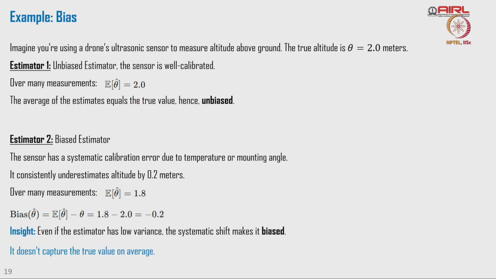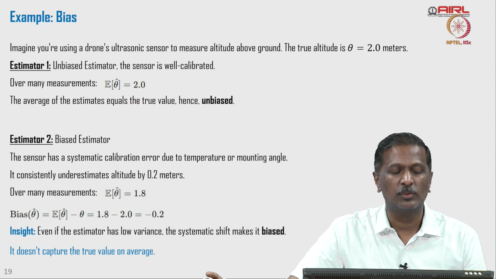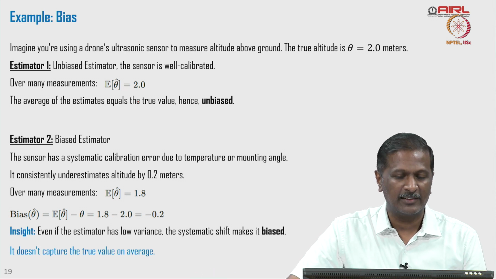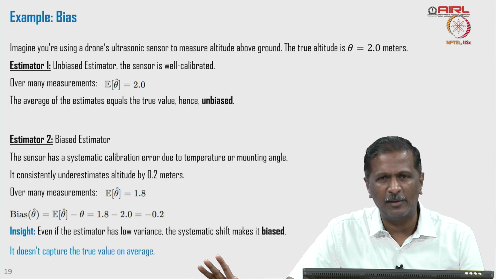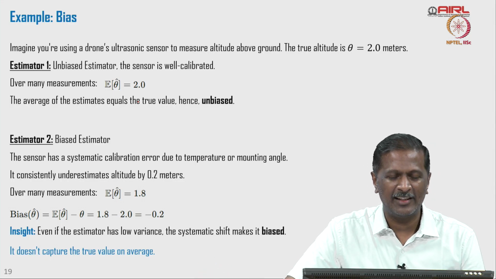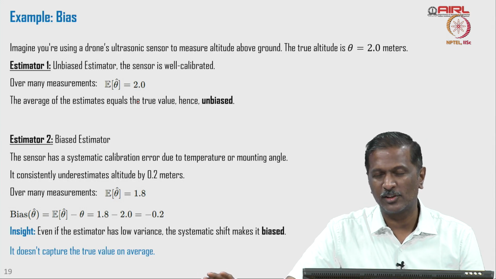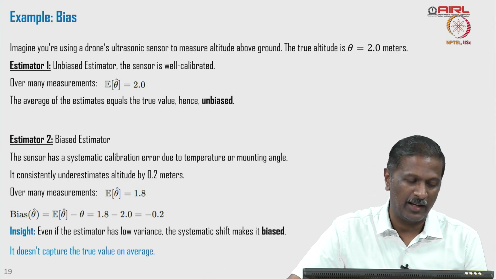Imagine you are using an ultrasonic sensor in your drone to measure your altitude above the ground. Let us say your altitude is 2 meters. For an unbiased estimator, the sensor is very well calibrated. It gives you an accurate measurement, and the measurement comes out to be 2. That is, on average it equals the true value, hence it is unbiased.